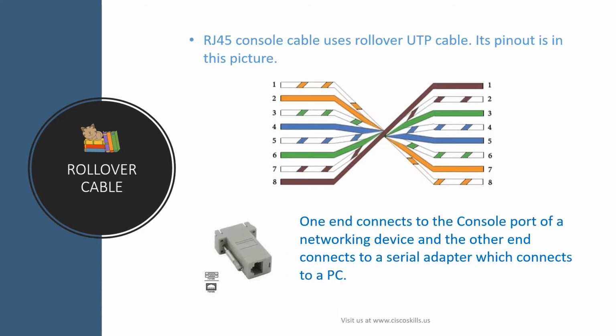Let's look inside an RJ45 console cable. RJ45 console cable uses rollover UTP cable. Its pinout is in this picture. As you can imagine, this is a UTP cable. This is installed with the two RJ45 connectors. This connector can be inserted to a console port of a networking device, and this connector can be inserted into a serial adapter which connects to a serial port of a PC.